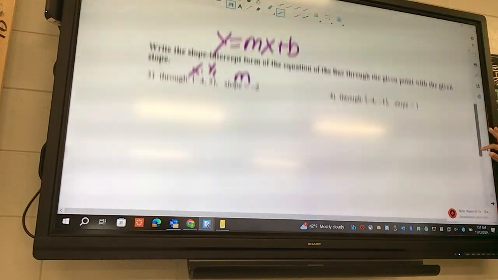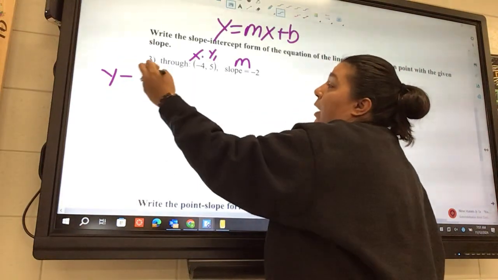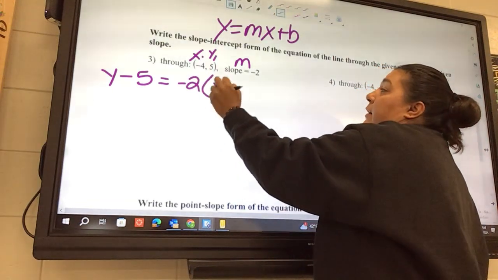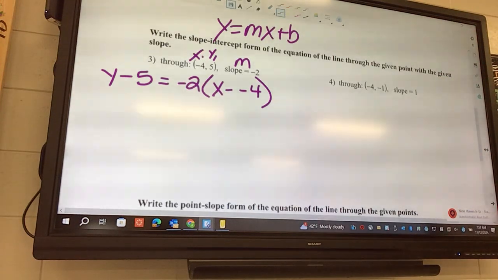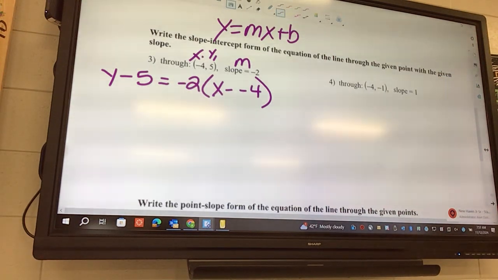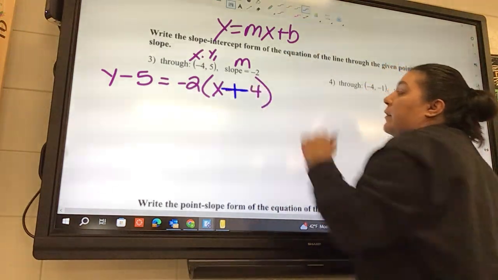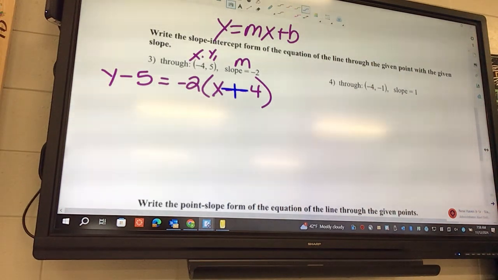So y minus y1, even though we need our answer to look like this, okay, so we're gonna say y minus my y1, which is 5, equals my m, which is -2, times x minus my x1, which is -4. Okay, and that minus minus we can change into a plus. Okay, and then from here, we can go ahead and do what? We're trying to get y by itself, distribute.